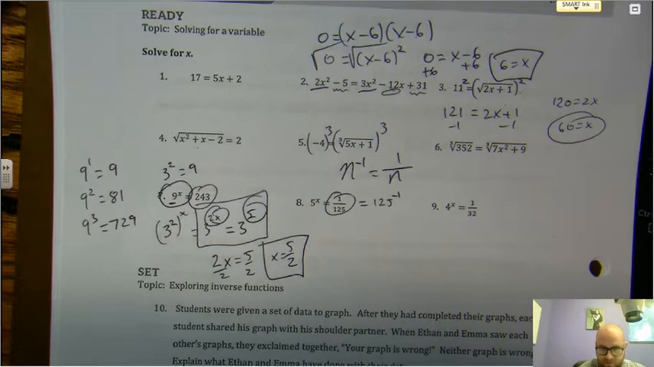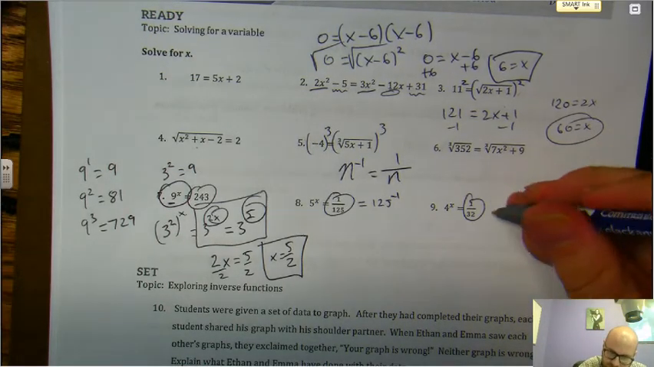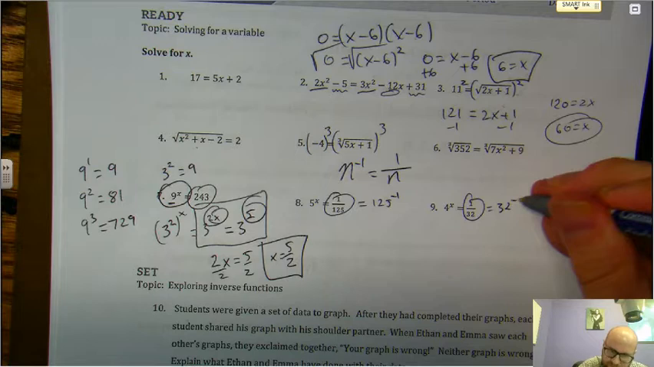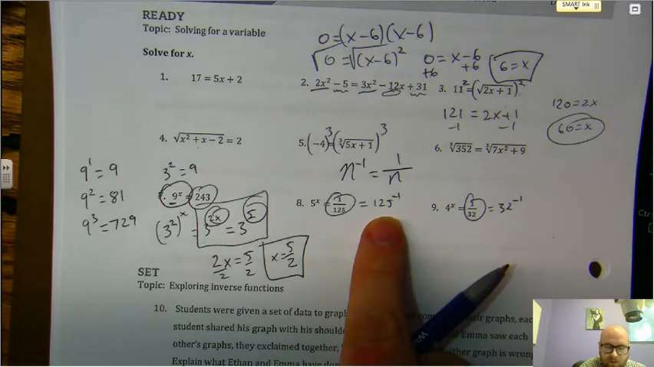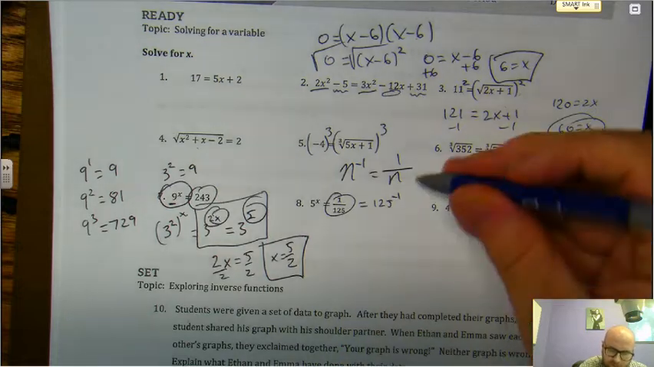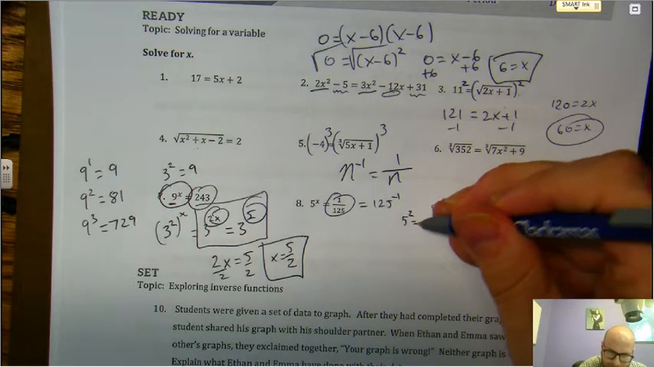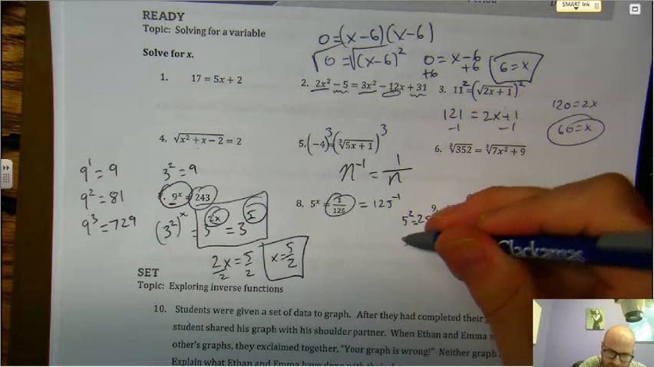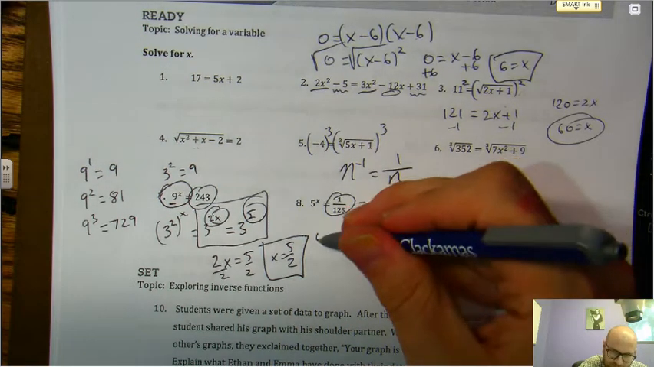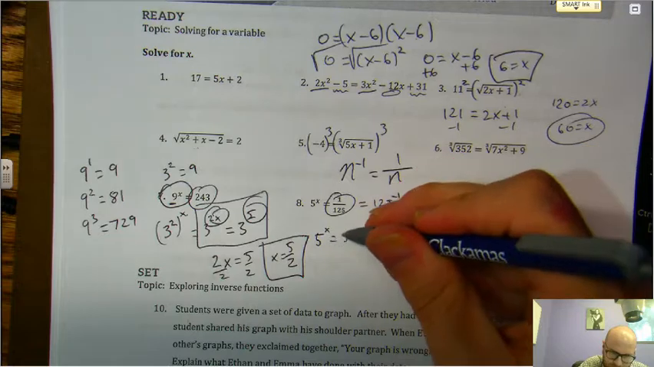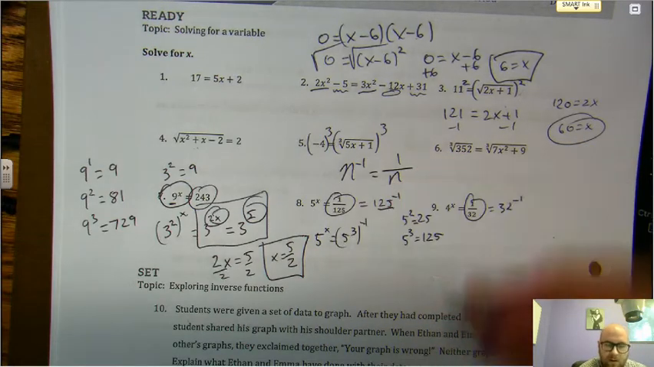It's to the -1st power. And likewise, this 1 over 32, well, that's 32 to the -1st power. So now I'm trying to see 5 to what power is 125? Well, I know that 5 squared is going to be 25, but 5 cubed is 125. So I know that 5^x is going to equal 5 cubed to the -1 power.